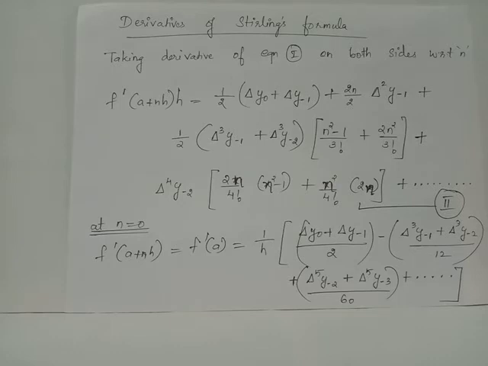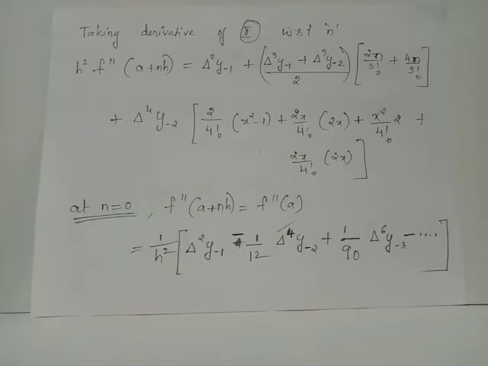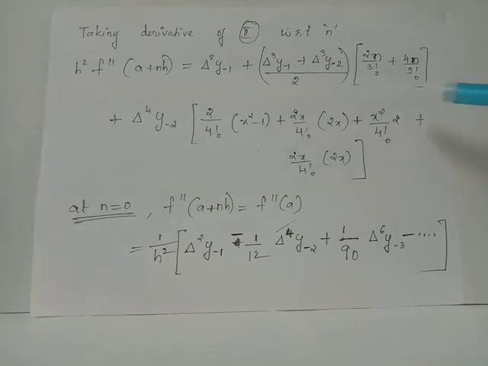In order to find the second derivative of Stirling's formula, it's enough to take the derivative of equation 2 with respect to n. On differentiating both sides of equation 2 with respect to n, we will arrive at this formula. Here when you give the special case n equals 0, you will get f double dash of a plus nh equals f double dash of a equals 1 by h square times delta square y minus 1, minus 1 by 12 times delta raised to 4 y minus 2, plus 1 by 90 delta raised to 6 y minus 3, minus etc. Notice that when you give n equals 0 in this formula, only terms of the RHS involving even powers of delta will remain non-zero.